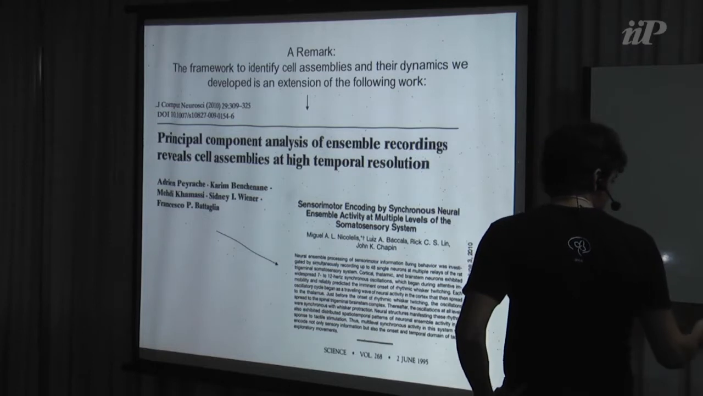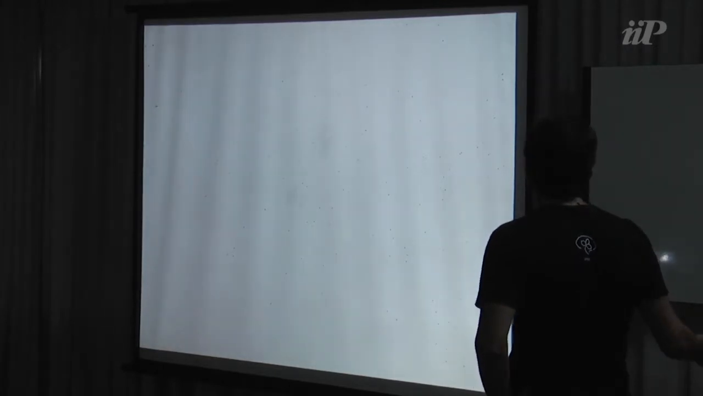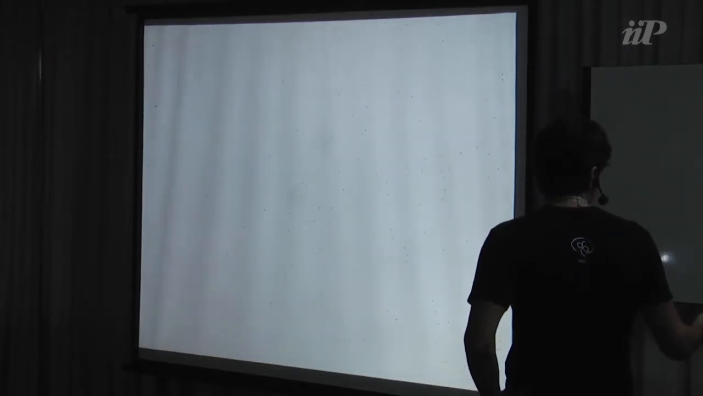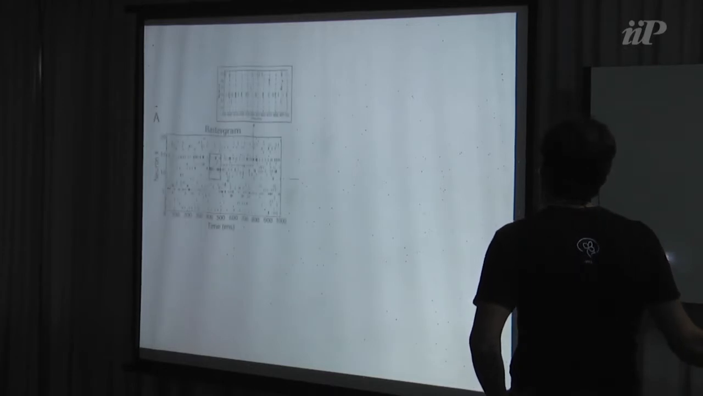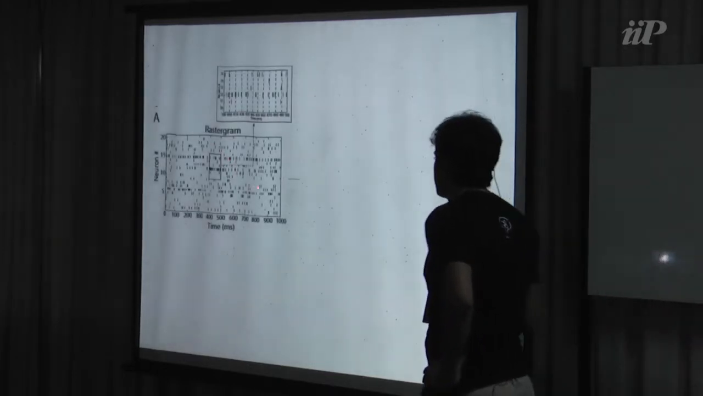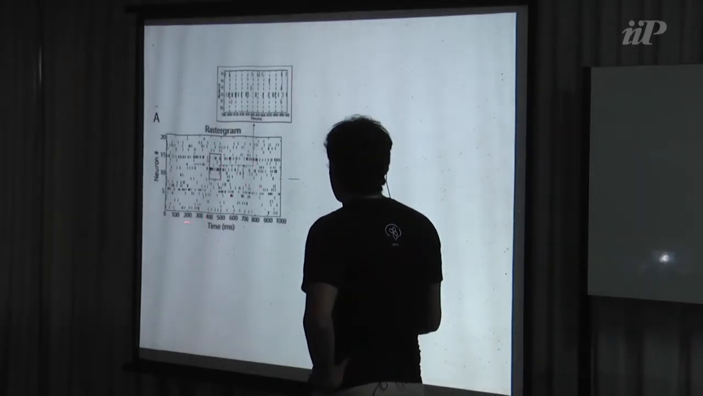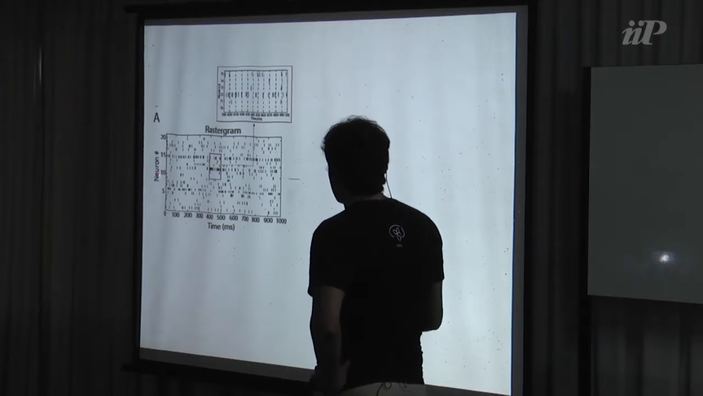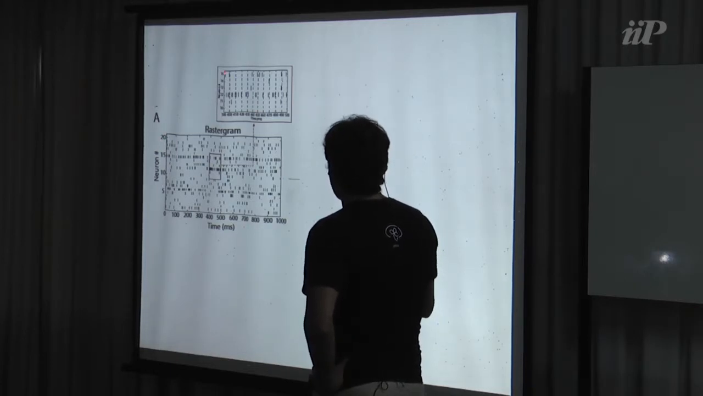But I'm going to start from the very beginning. You guys will understand, hopefully. So this is how the framework works. Okay, so we know this. This is the rasterogram. This is time. These are different neurons. This is just a zoom-in view of neurons from 10 to 15 here in time.